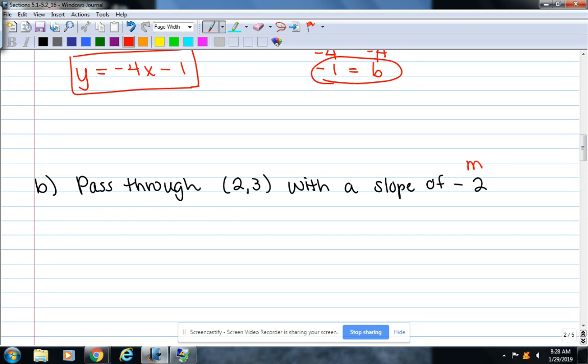We have a point (2, 3). It's not on the y-axis. It's just a point on the line. So how are we going to get B? Here's X, here's Y, and I'm going to use y = mx + b to plug them in.